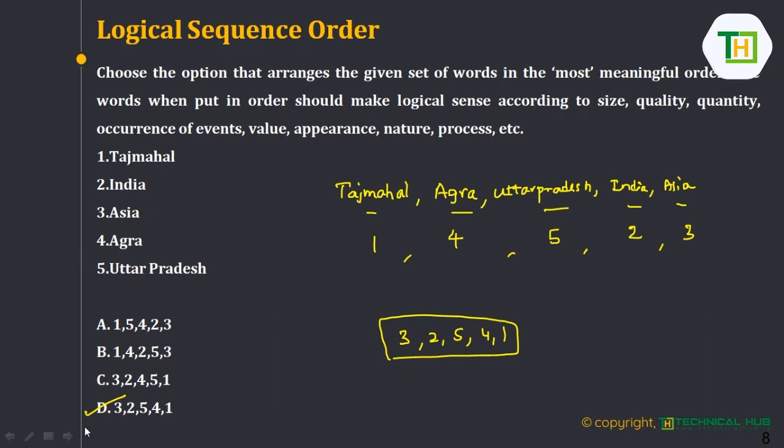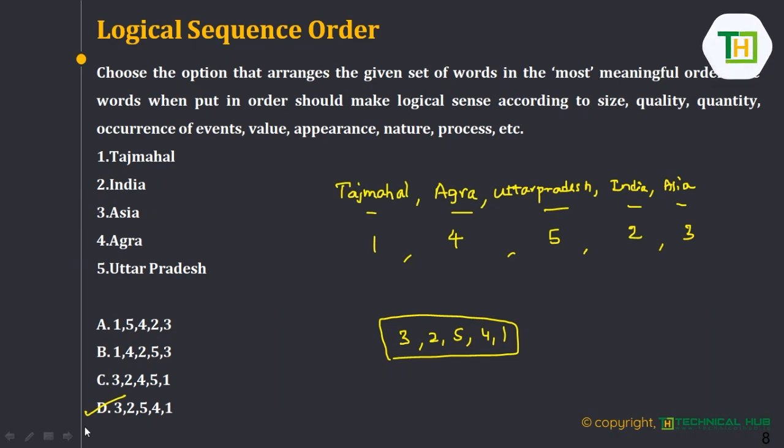Very good. 3, 2, 5, 4, 1, option D. But someone has given 1, 4, 2, 5, 3. That is not correct. Option A is not correct. Okay, so it is 3, 2, 5, 4, 1. Option D is the only answer.